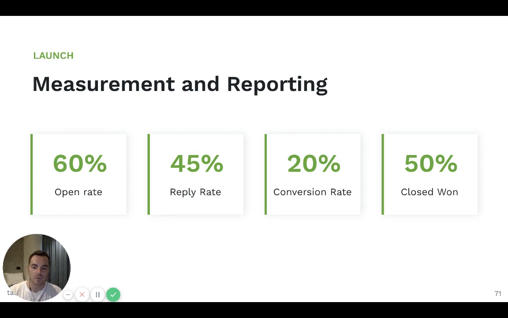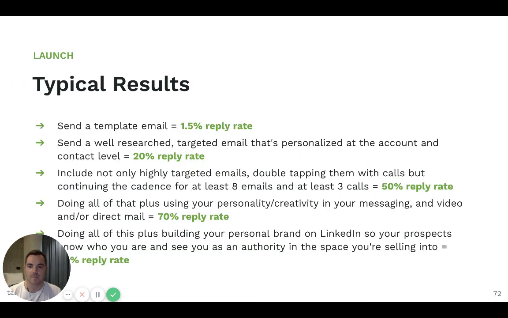Now, these numbers won't be good if you haven't done your targeting and research properly. You might have a lot of replies, but they may not be the right people to speak to. So when it comes to typical results, this is something that was shared on LinkedIn.